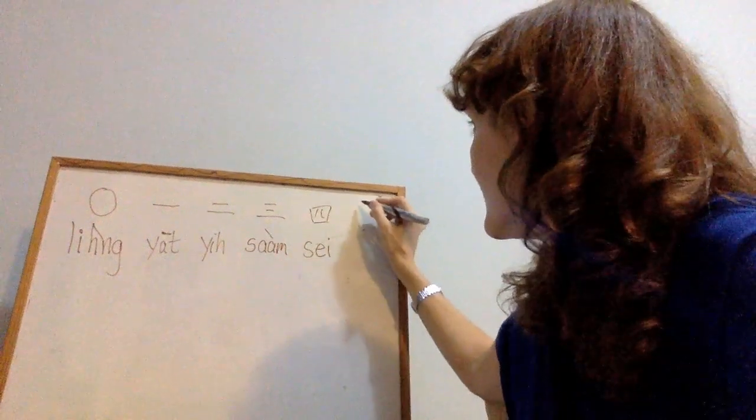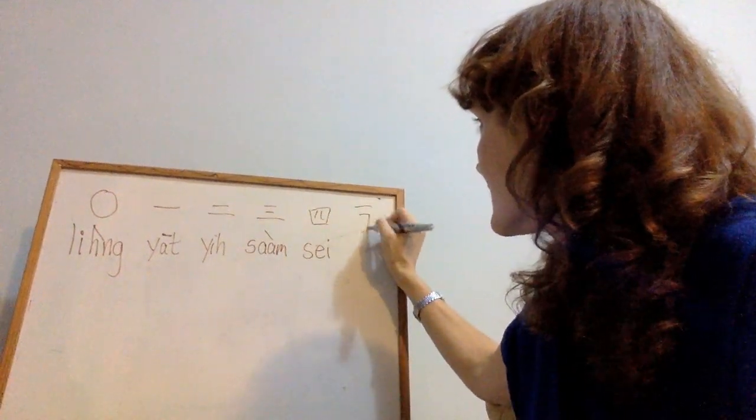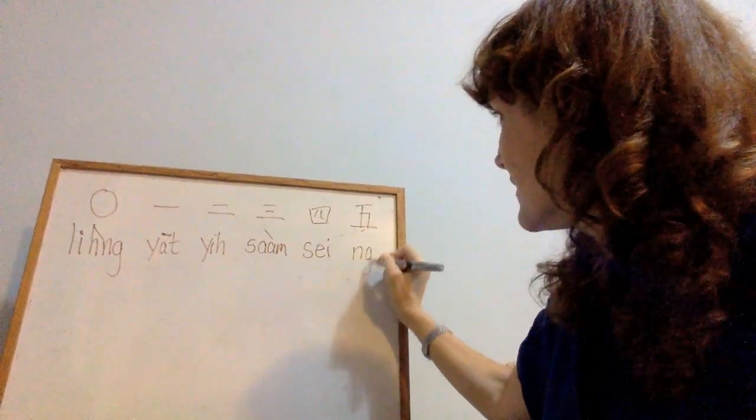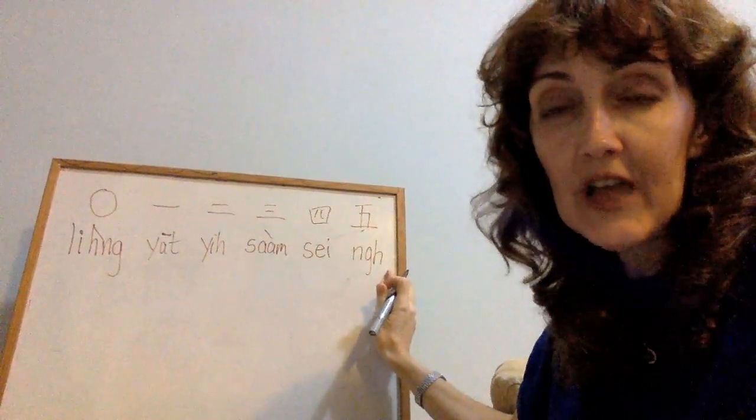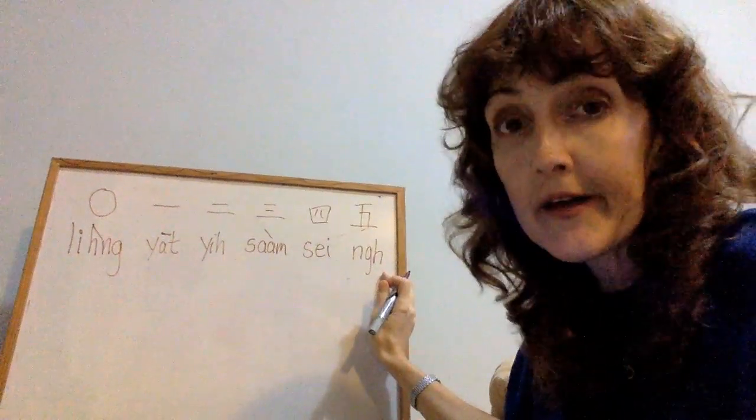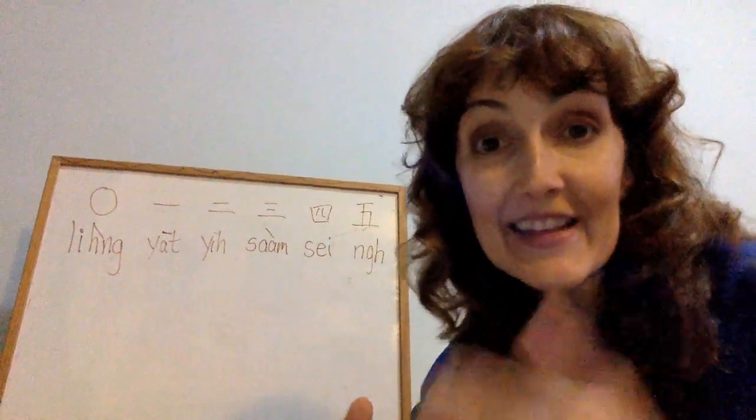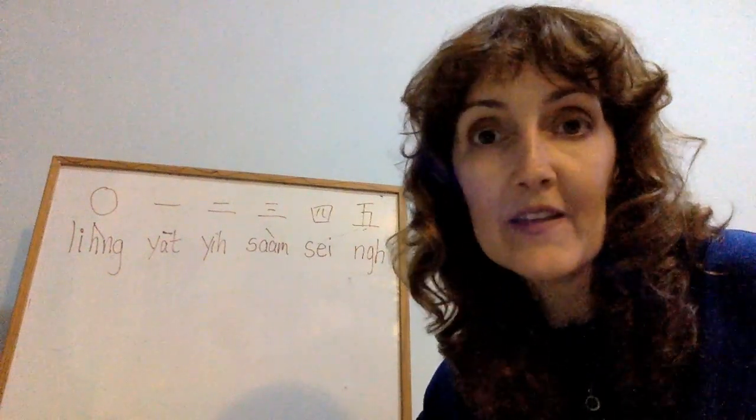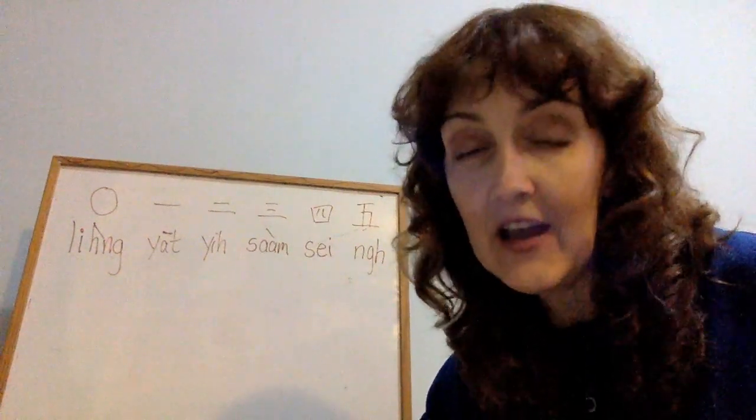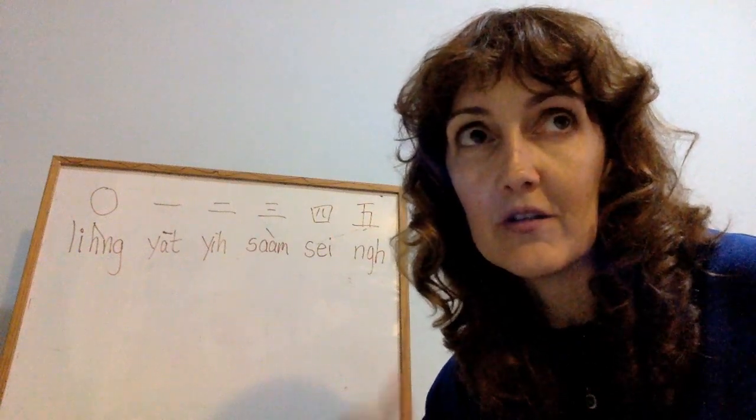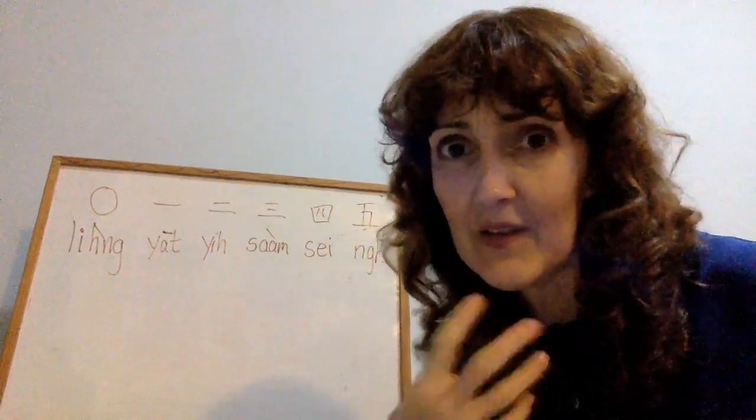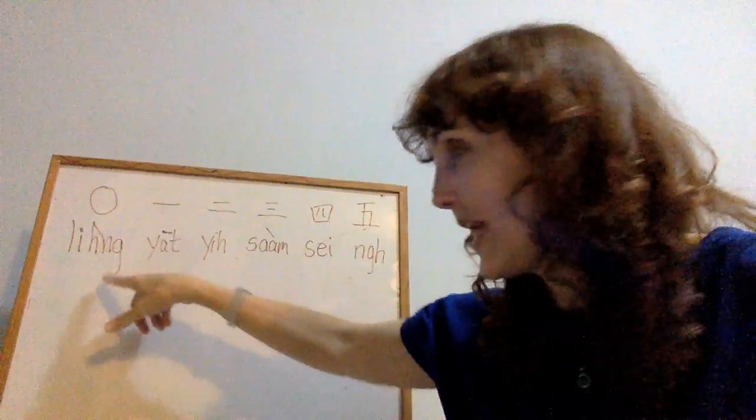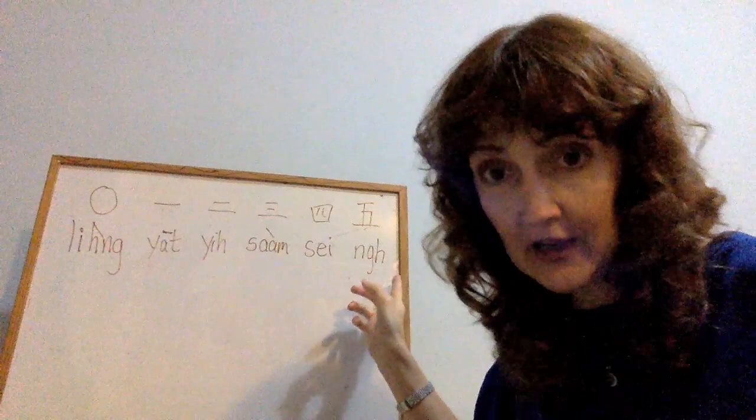Let's do 5. 5 is a line, a little corner like that. And 5, there's that H again, low tone. And this is also a Chinese last name. So you may have some friends or know some people with the last name NG, and it's super hard to pronounce because it doesn't come out. You kind of swallow it. So it's easier to do it in order: leng, yat, yi, sam, sei, ng.